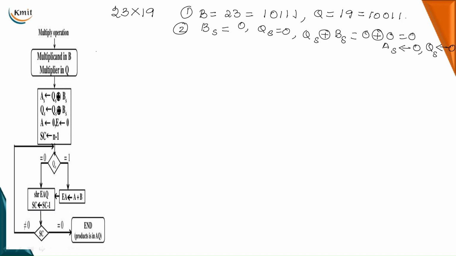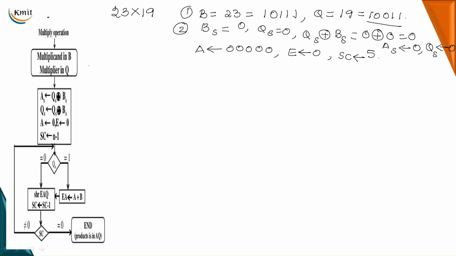Next you have to also initialize the values. So you have to initialize A to all zeros. 5-bit representation I am taking, so I am giving 5 zeros. And E, which is an extended flip-flop which stores only 1 bit, so it is 0. And sequence counter has to be initialized to the number of bits of the magnitude part of your multiplier. So without a sign bit, how many bits are representing the magnitude? 5 bits. So sequence counter will be 5. So this is the second step.